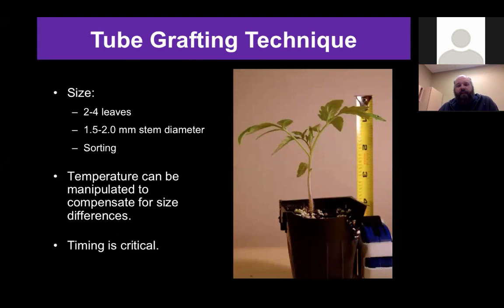Okay, so here's what the plant would look like on the day that we actually graft it. You can see it's a pretty small seedling. I usually tell people 2 to 4 true leaves, and that can range a little bit. And you can buy those clips in different sizes.